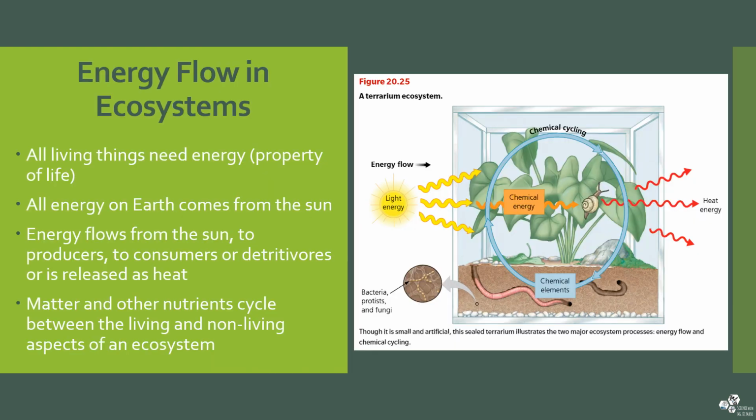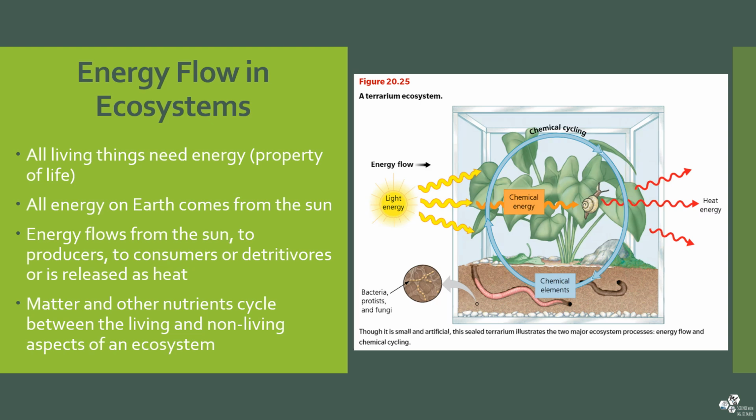So we're going to start with this idea of energy flow in the ecosystem, because remember, a property of life is that all living things need energy. And ultimately, all of this energy comes from the sun. The entire globe basically is solar powered, or for some of our non-living components, geothermal powered, things like that. However, all living things are powered by the sun.